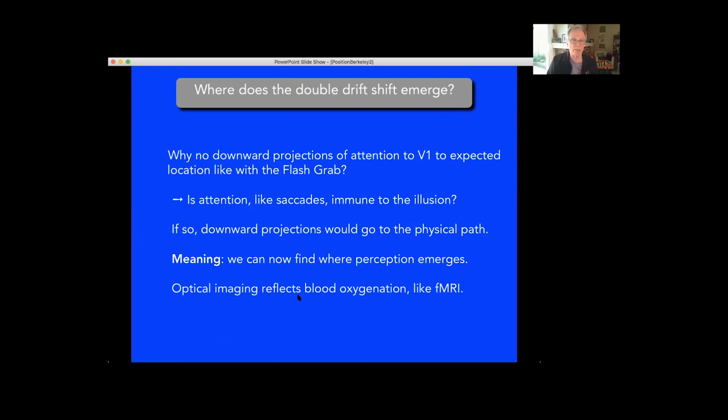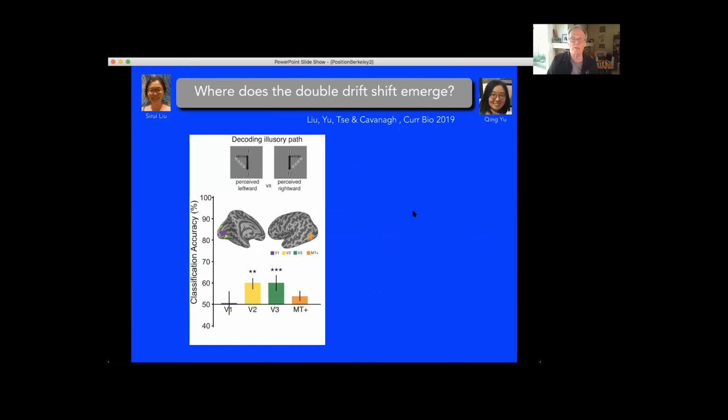And well, optical imaging reflects blood oxygenation like fMRI. So let's go do some fMRI. This is Siré and Ching, who did exactly that. First of all, they used an up and down path of the Gabor. Because of the internal motion, it seems to tilt either left or right. And they have some ROIs for V1 through MT.